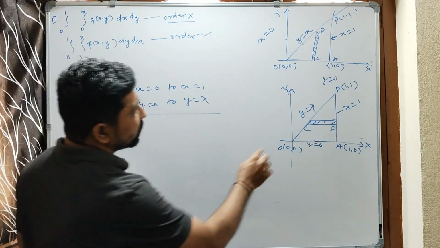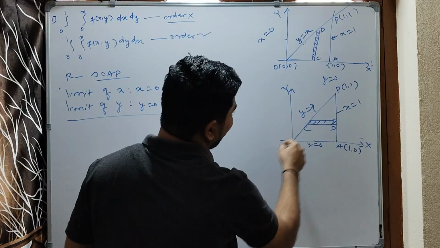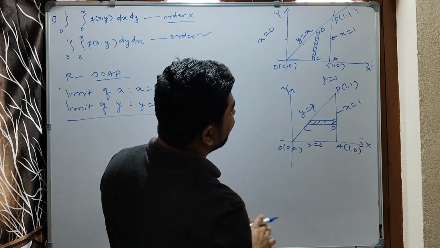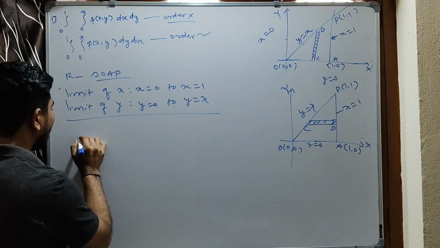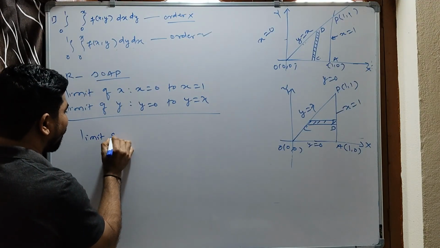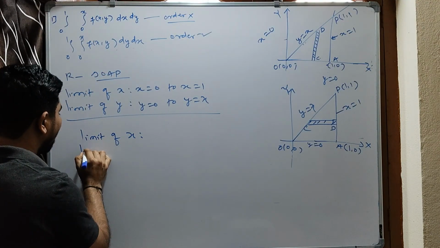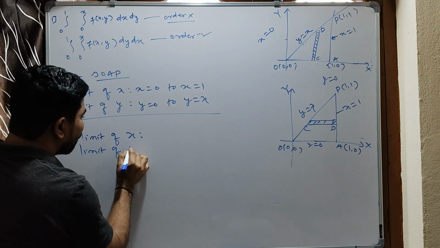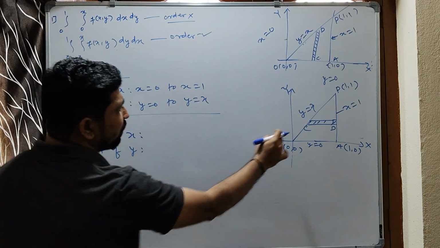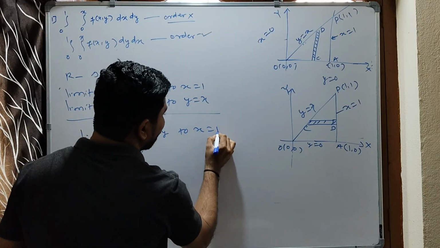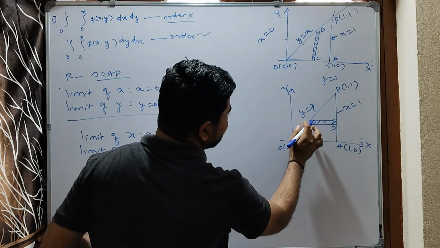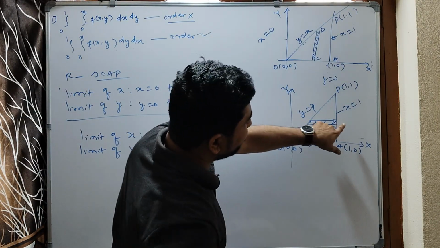At this point, along the line y equal to x, the value of x equal to y, and at this point along this line the value of x equal to 1. Therefore, these are the limits of x and the limits of y. The limits of x start from x equal to y to x equal to 1, so my strip CD starts at this point and terminates at this point.